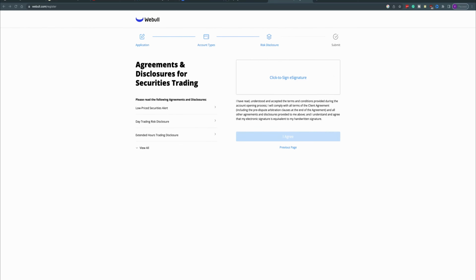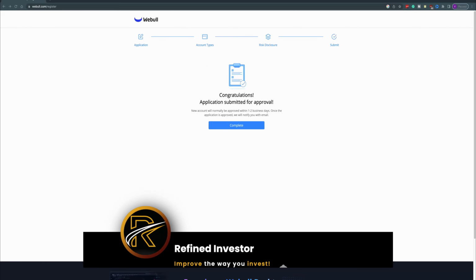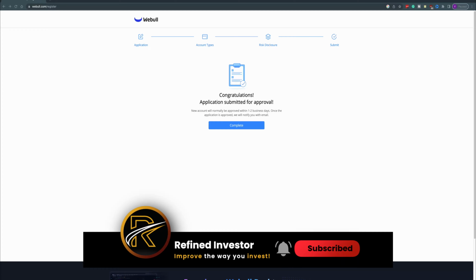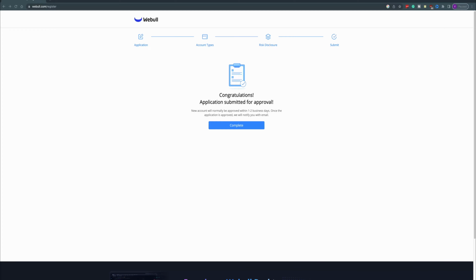To move on, provide an e-signature when you read and agree with the agreements and disclosures. We are almost there. Just verify your email, add it above and click Get Code. In about 5 seconds, you will receive a number. Insert it and click Submit. Congratulations, your application has been submitted for approval. It may take up to 1 to 2 business days, but if you create the account within a business day, it is quite likely that it will be approved within hours.